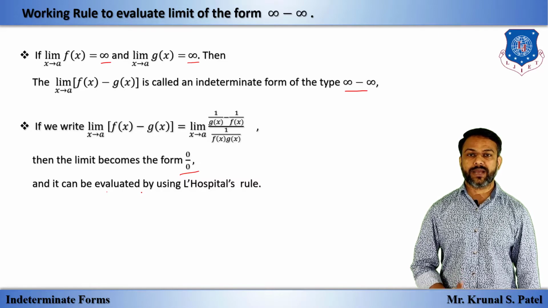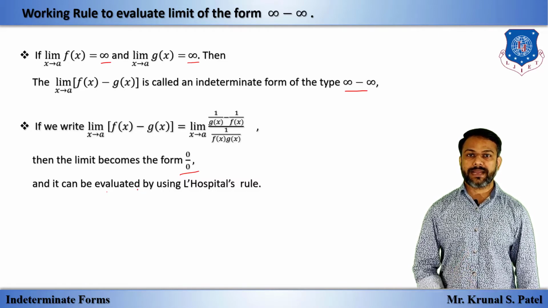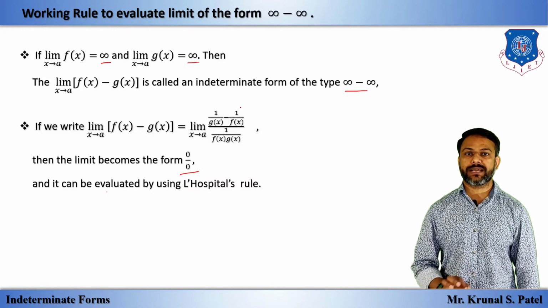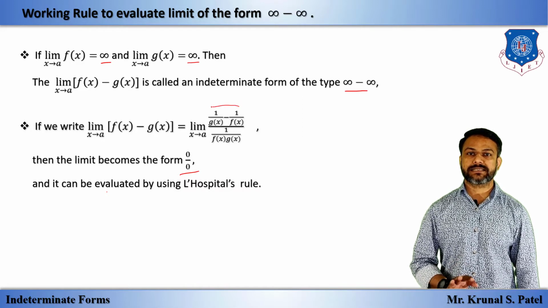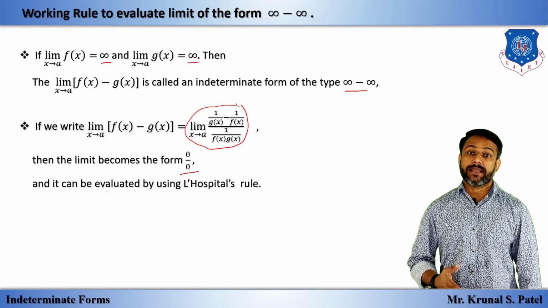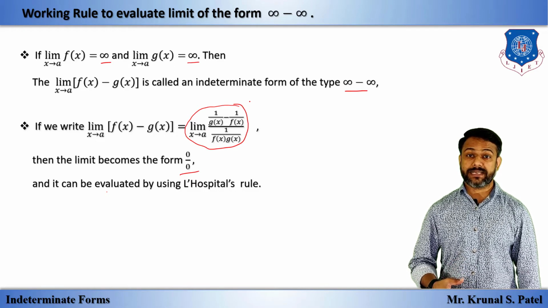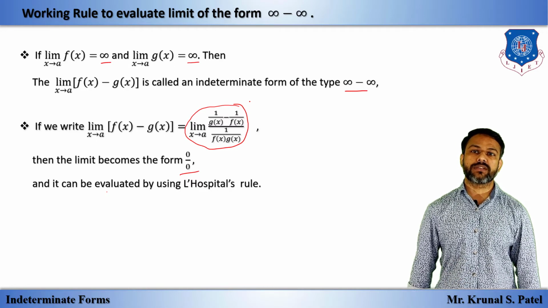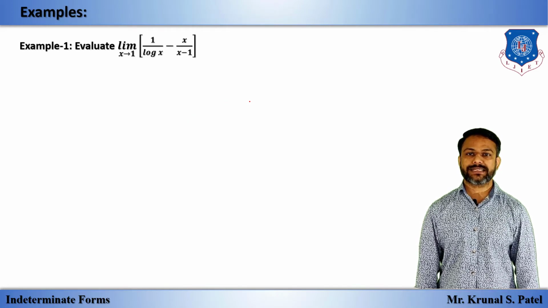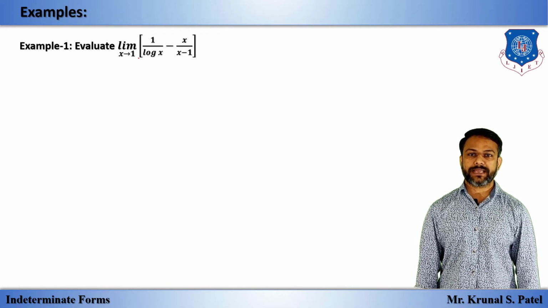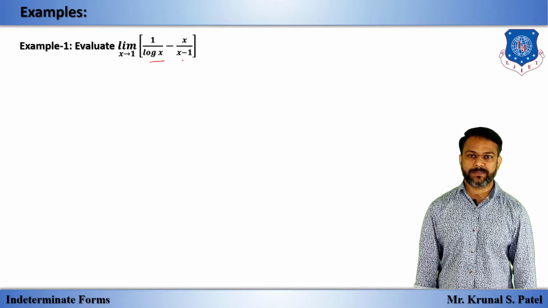So you have to keep in your mind that in this form infinity minus infinity, you have to compulsorily take LCM. How and when we will take this LCM? Let's have a look at the examples. First example, limit x tends to 1 of the bracket 1 upon log x minus x upon x minus 1.